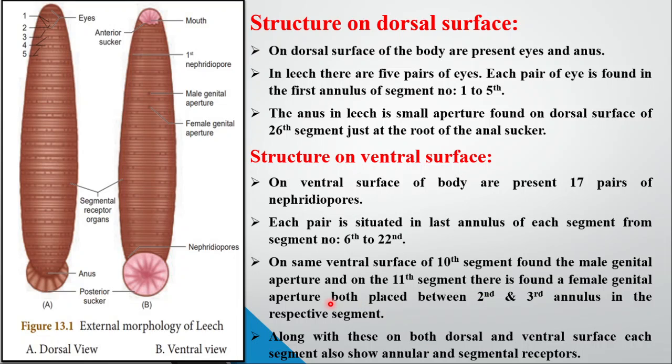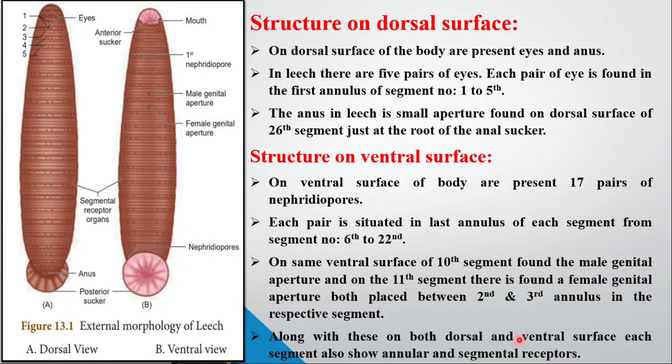Now, the 11th segment has the female genital aperture, both placed between the second and third annulus in the respective segments. Along with these, on both dorsal and ventral surfaces, each segment also shows annular and segmental receptors. In future lectures, we will see what is the function of these annular and segmental receptors.